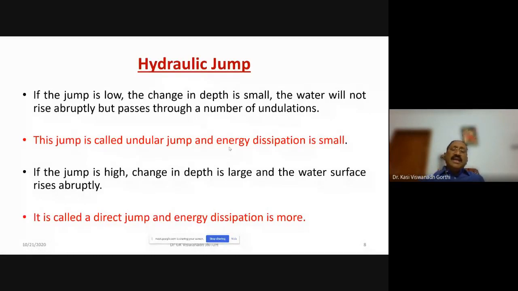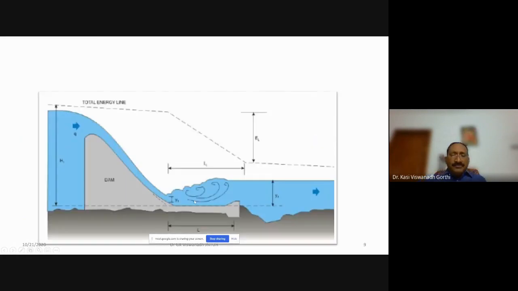If the jump is high, the change in depth is large and the water surface also rises abruptly. This is called a direct jump, and in this case energy dissipation will be more. We try to design our spillway and the downstream foot of the spillway in such a way that, to the maximum extent possible, the kinetic energy is dissipated.